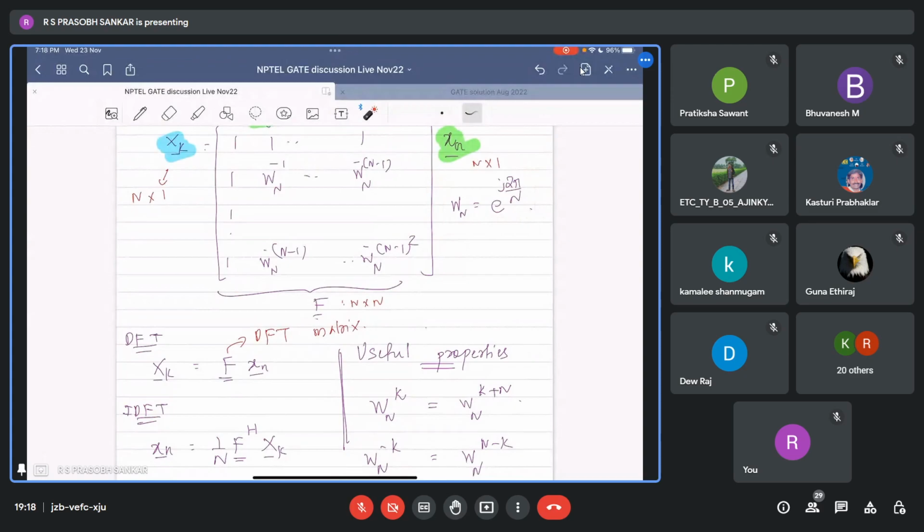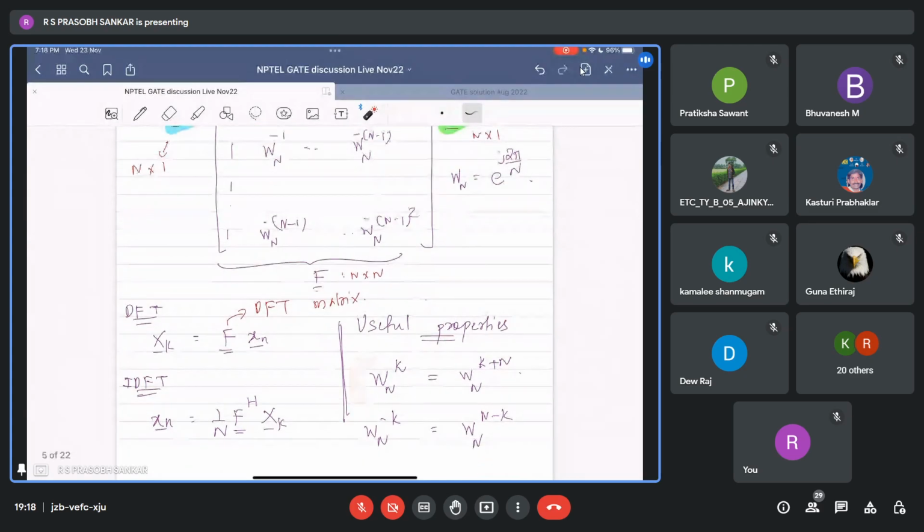And some useful quantity here. This Wn is e raised to j 2 pi by n. This Wn raised to k is the same as Wn raised to k plus n, for any n. This is easy to see. Why is that so? Wn raised to k plus n is what? Wn raised to k times Wn raised to n. And Wn raised to n is what? e raised to j 2 pi by n times n, which is 1. So this is one interesting property: Wn raised to k is the same as Wn raised to k plus n. This is also related to the previous property, but we just write it separately. So Wn raised to minus k is the same as Wn raised to n minus k. It is the same as this; the only thing is that we change k to minus k.